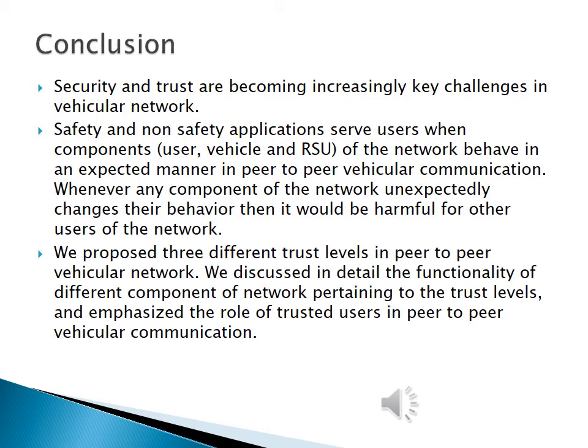Conclusion. Security and trust are becoming increasingly key challenges in vehicular network. Safety and non-safety applications serve users when components, user, vehicle and RSU, of the network behave in an expected manner in peer-to-peer vehicular communication. Whenever any component of the network unexpectedly changes its behavior, it would be harmful for other users of the network. We proposed three different trust levels in peer-to-peer vehicular network. We discussed in detail the functionality of different components of the network pertaining to the trust levels, and emphasized the role of trusted users in peer-to-peer vehicular communication.